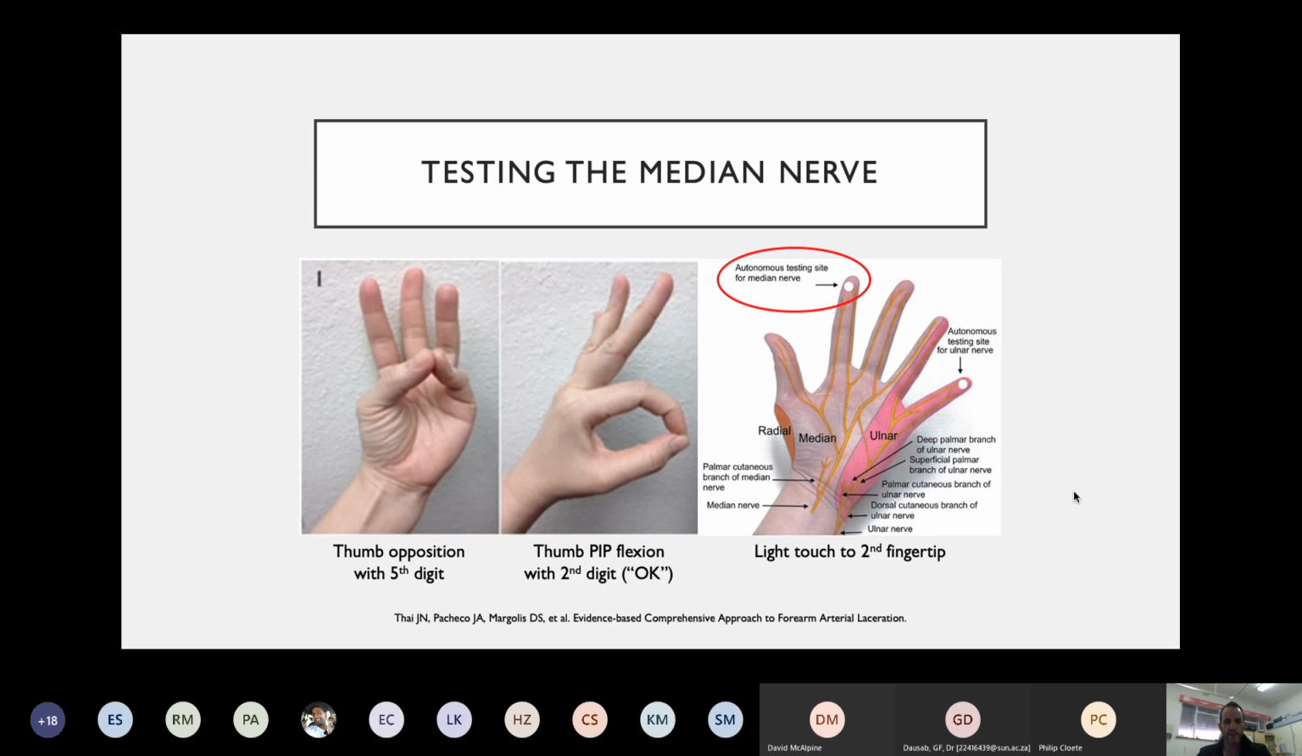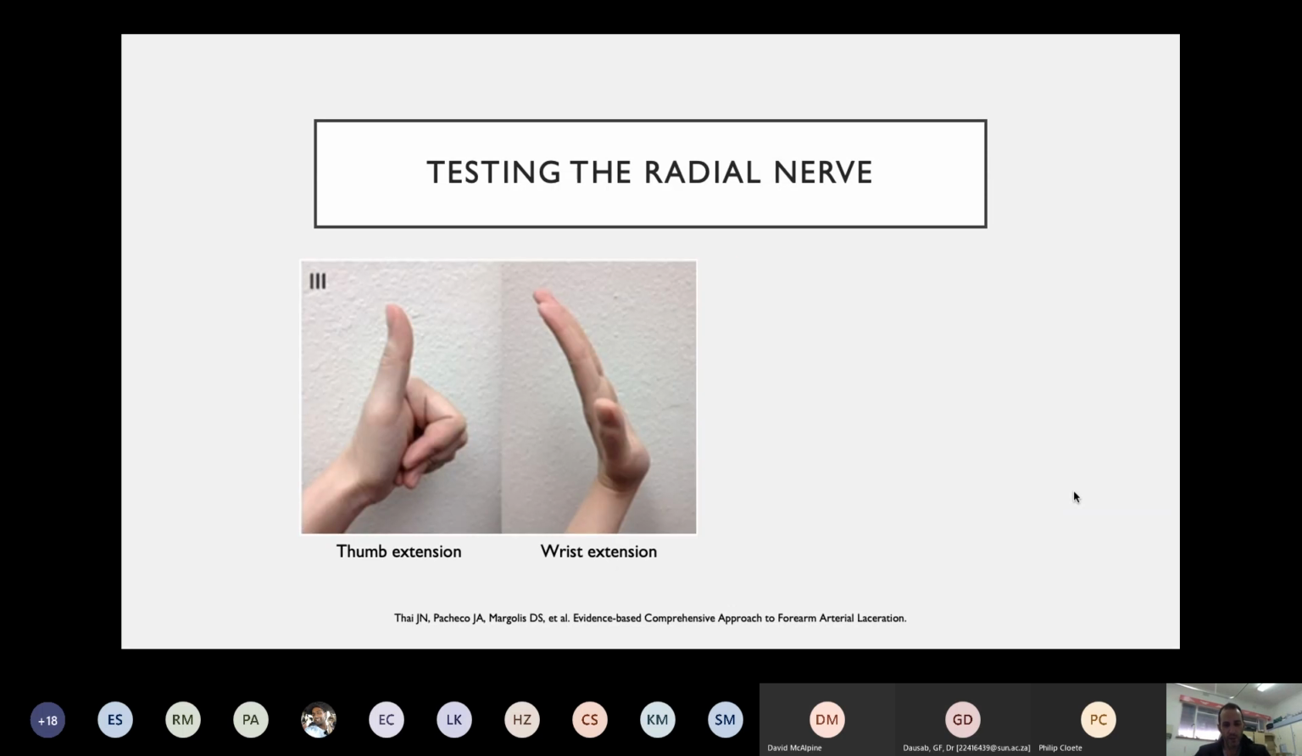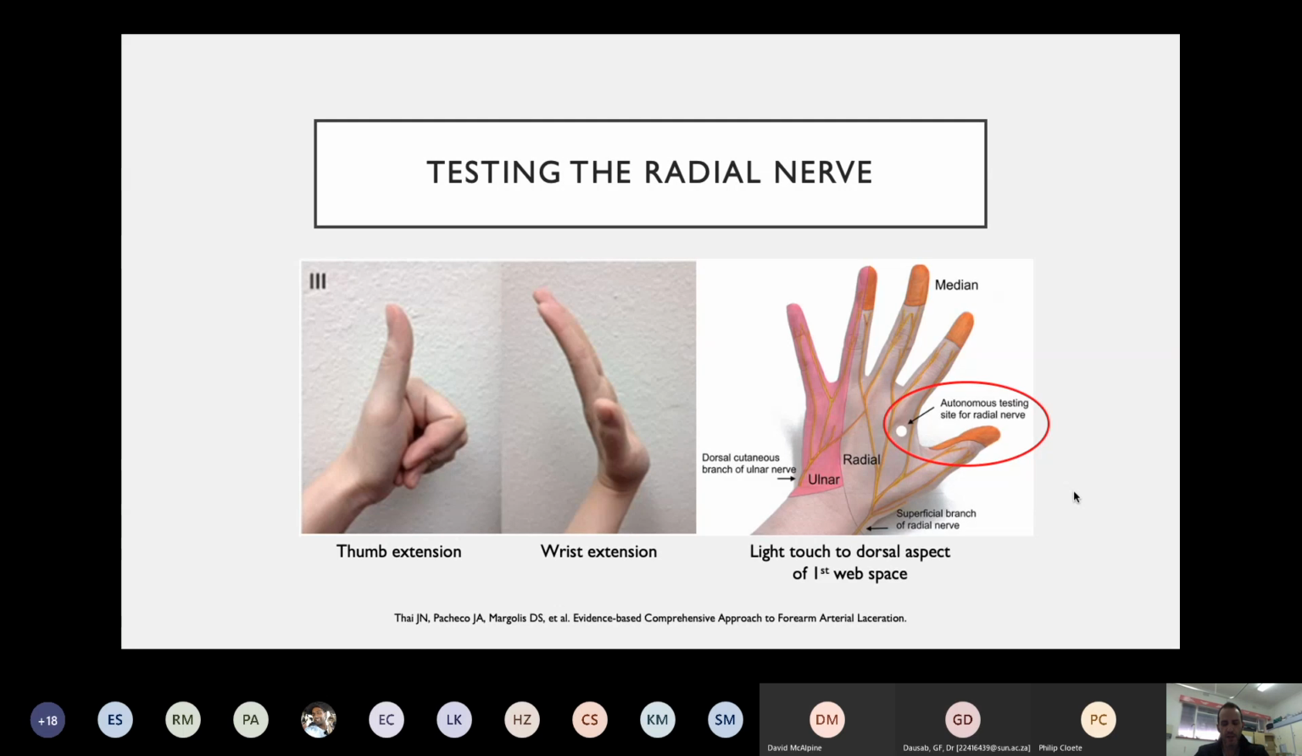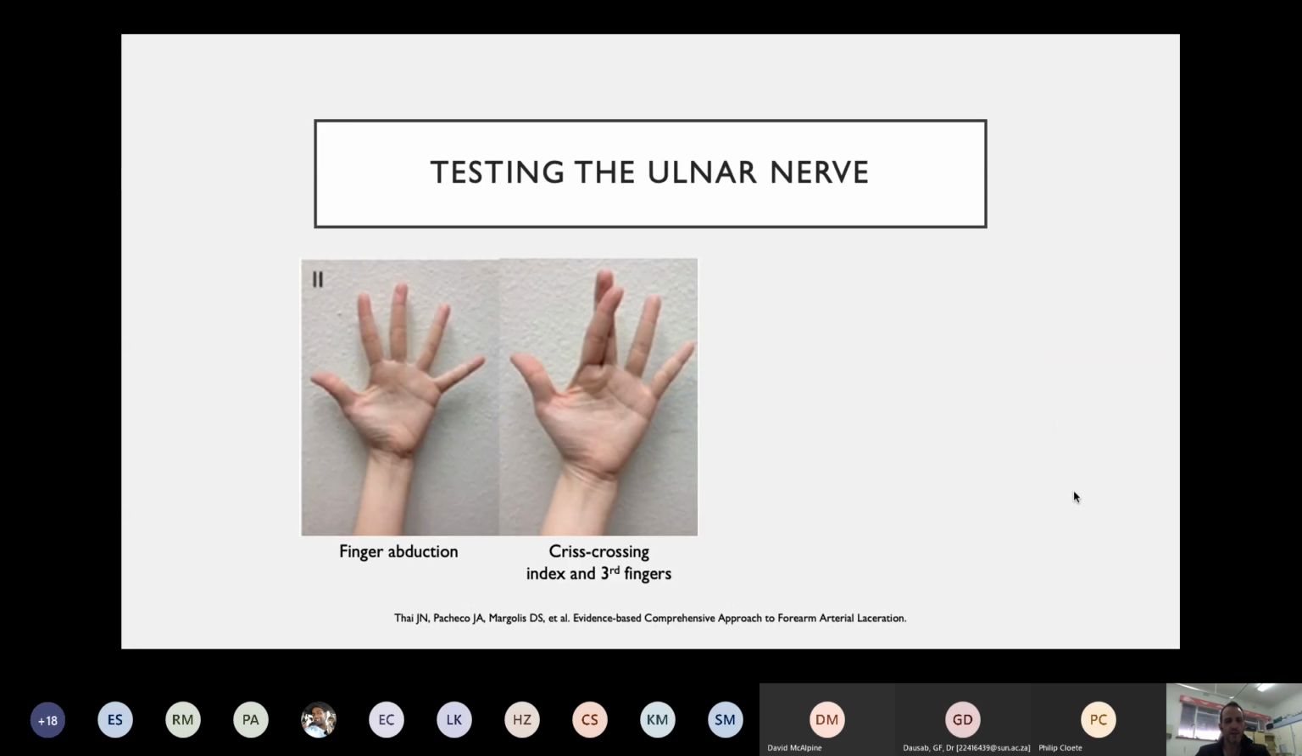When testing sensation, you can check the light touch to the dorsal aspect of the index finger. Radial nerve supplies the extensor compartment of the forearm, and it's also responsible for thumb extension. So ask them to give you a thumbs up and also to wave their hand. If they can do that, then the radial nerve is intact. The radial nerve can be assessed for light touch over the dorsum of the first interspace.